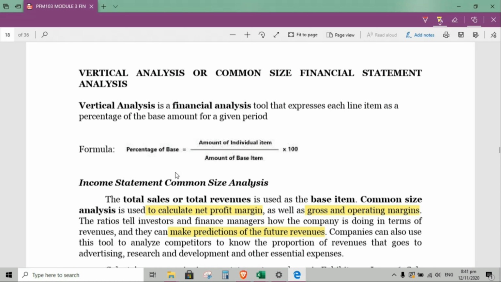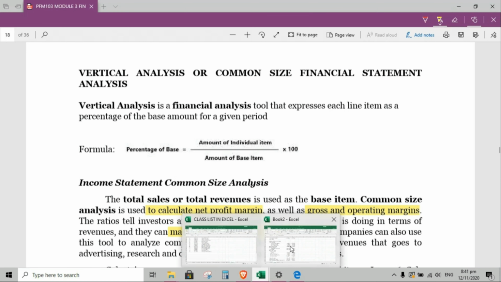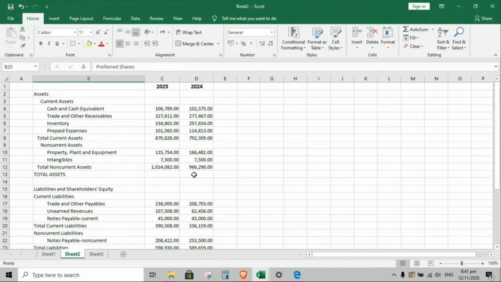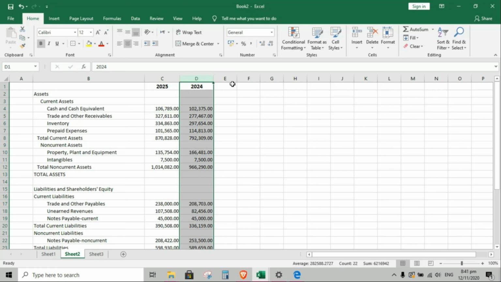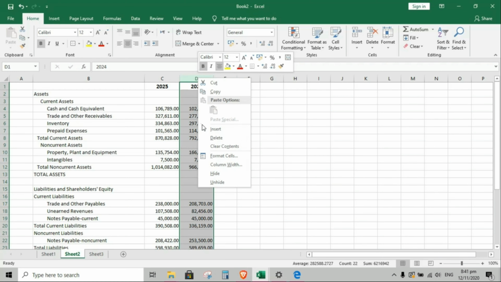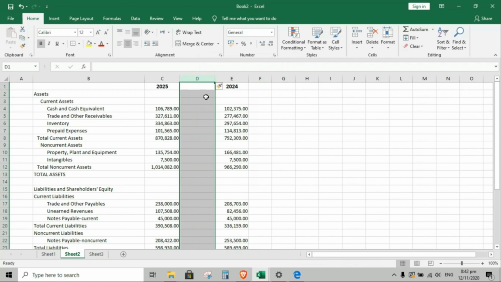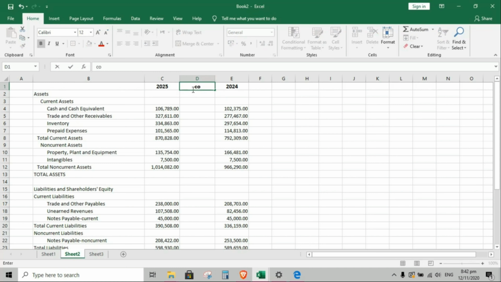Okay, so first, we will do the balance sheet. So again, what's the formula for the common size statement or vertical analysis? Let us first compute the year 2025. Okay. Dito natin siya i-insert. Okay. Common size vertical.